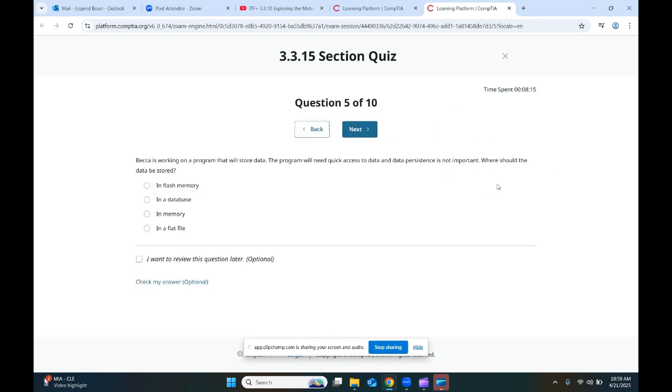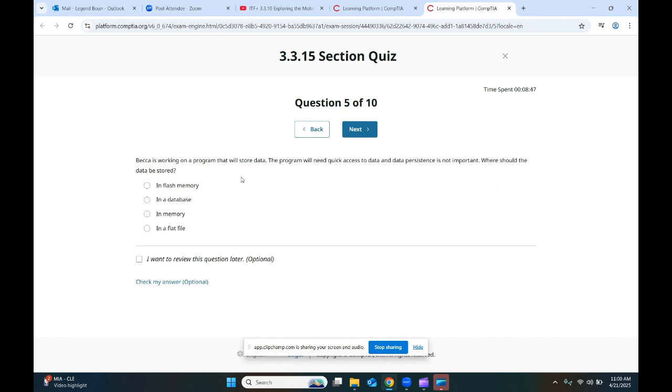Becca is working on a program that will store data. The program will need quick access to data, and data persistence is not important. Where should the data be stored? So, it needs quick access to data, and the data persistence is not important. Where should the data be stored? This is kind of a difficult one.